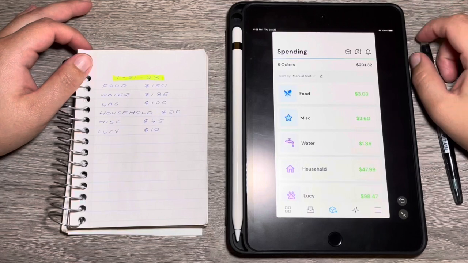What's up, guys? In this video, I'll be doing my digital cash envelope stuffing with Qube the Money Bank.